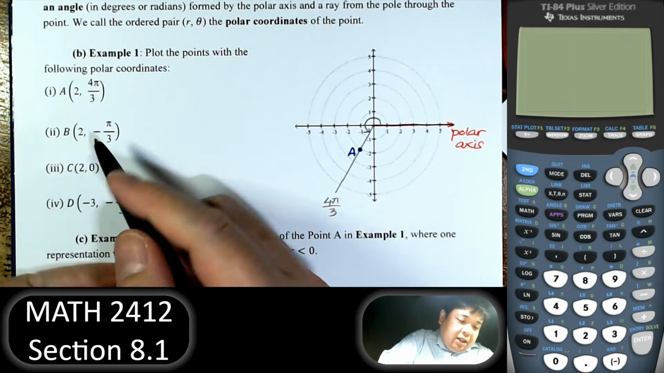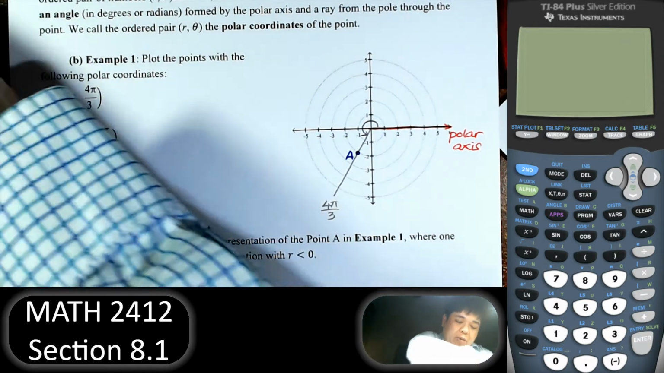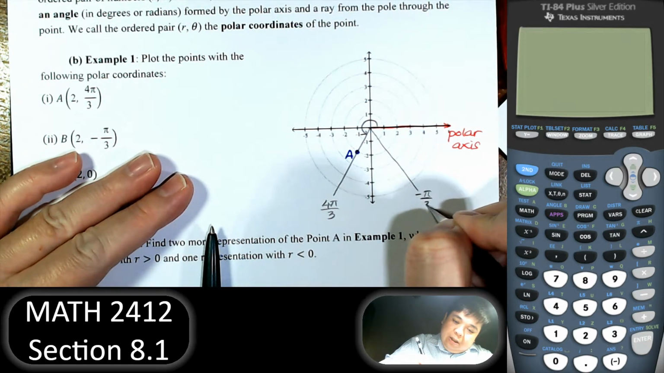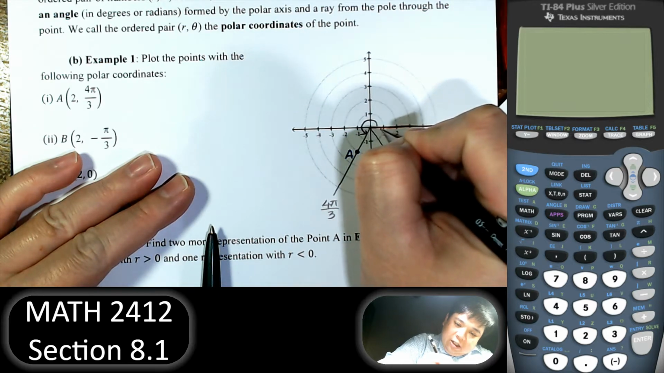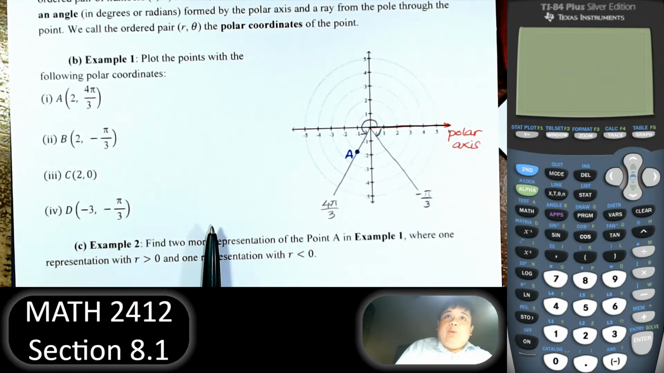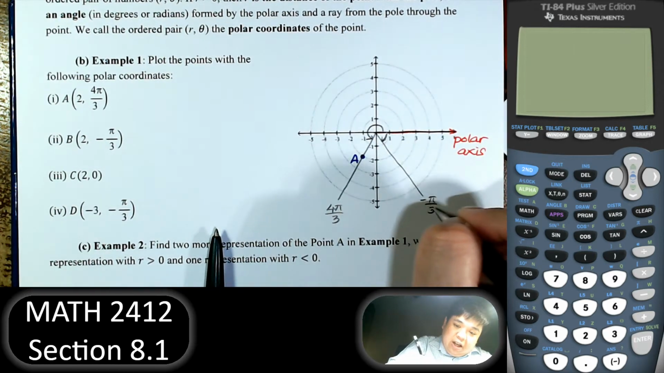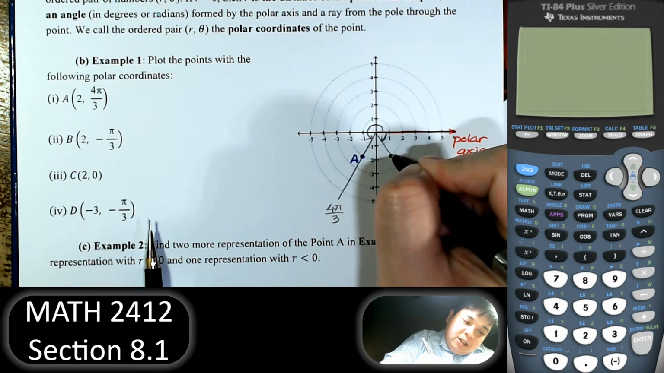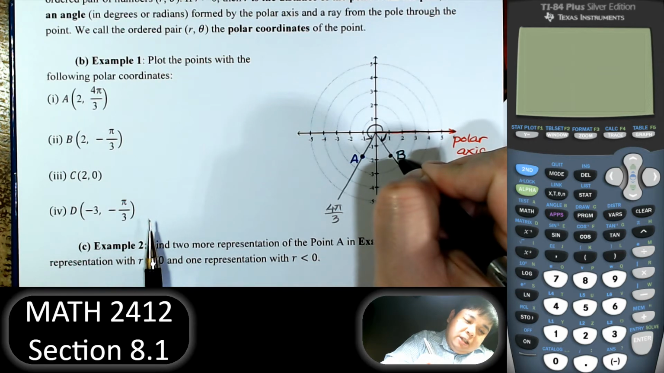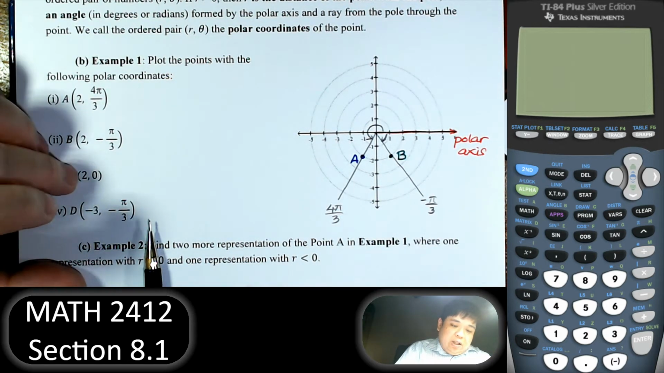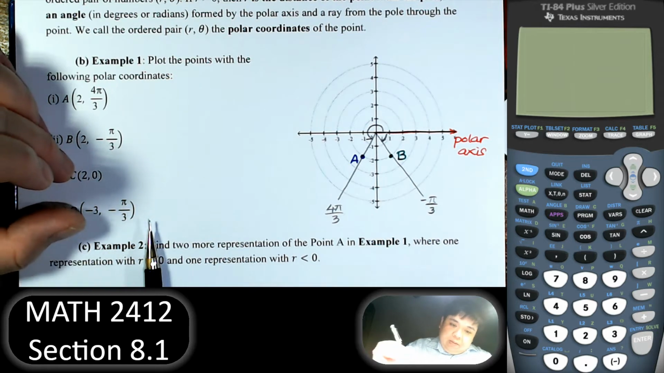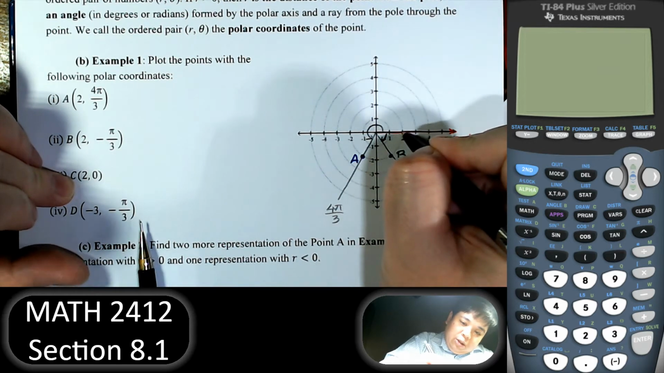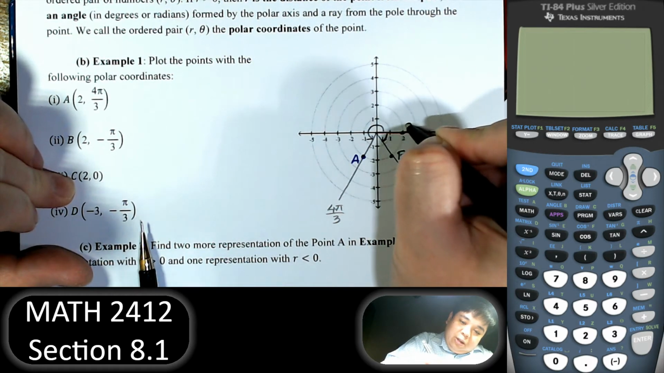Next, 2 and negative pi over 3. Negative pi over 3 is going clockwise. Pi over 3 is the measured angle. So this is negative pi over 3, and r is equal to 2. So this is the point B. Next, 2 and 0, so the distance to the pole is 2, and the angle is 0, so this is point C.